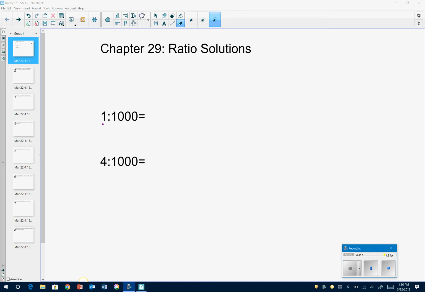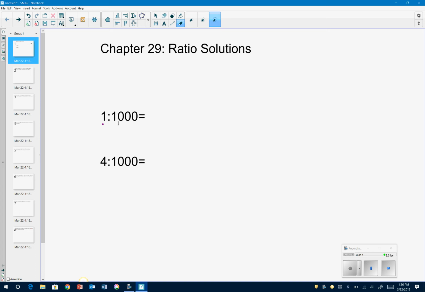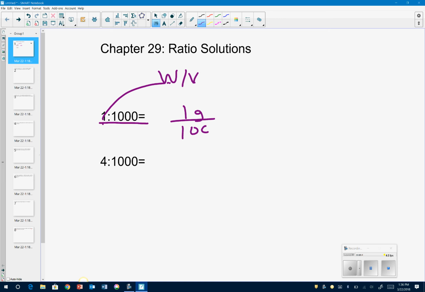A lot of times, the strengths or the concentrations, you'll see them as such as 1 to 1,000. If it's weight in volume, the weight would be the 1, so it'd be 1 gram over 1,000 for the volume, milliliters. If it tells you volume to volume, then it'd be 1 milliliter over 1,000 milliliters.